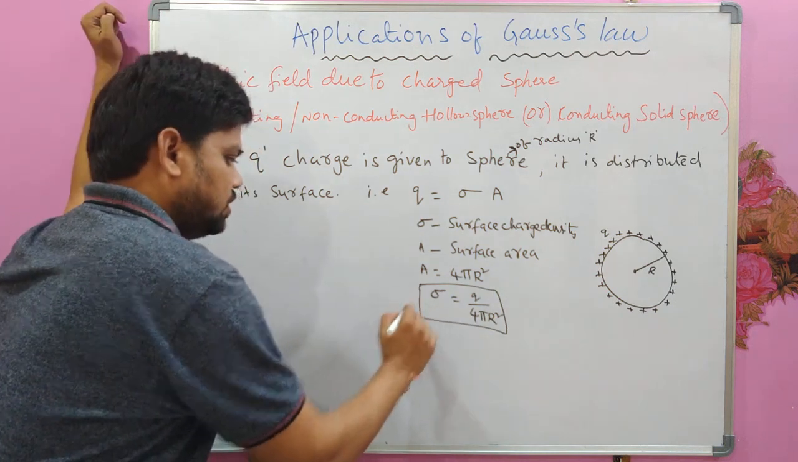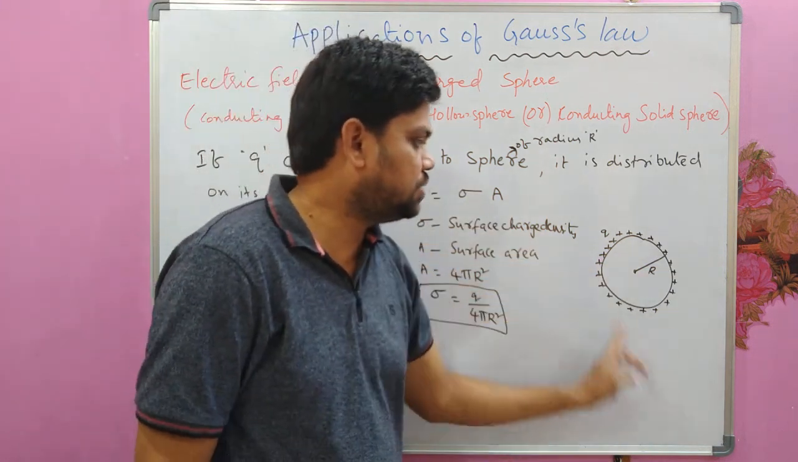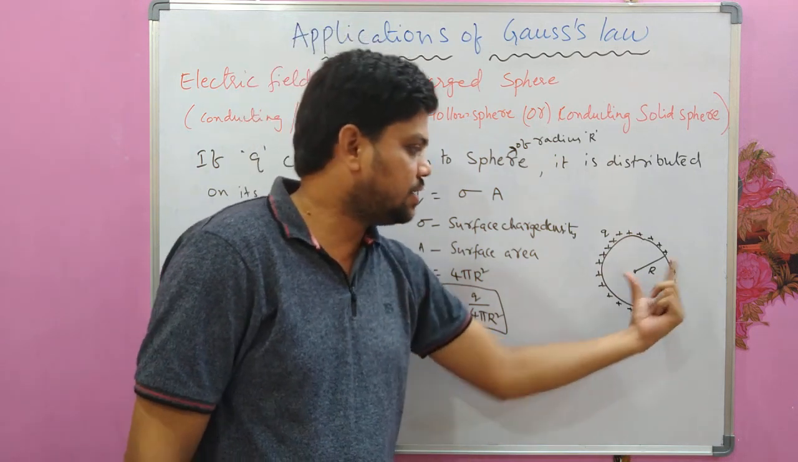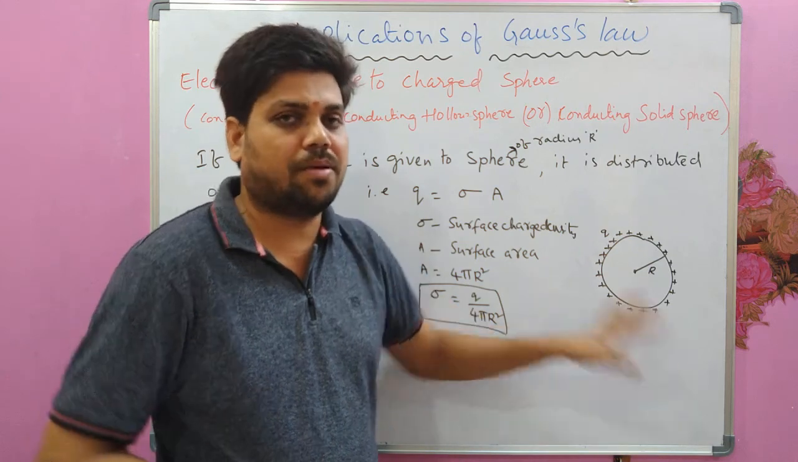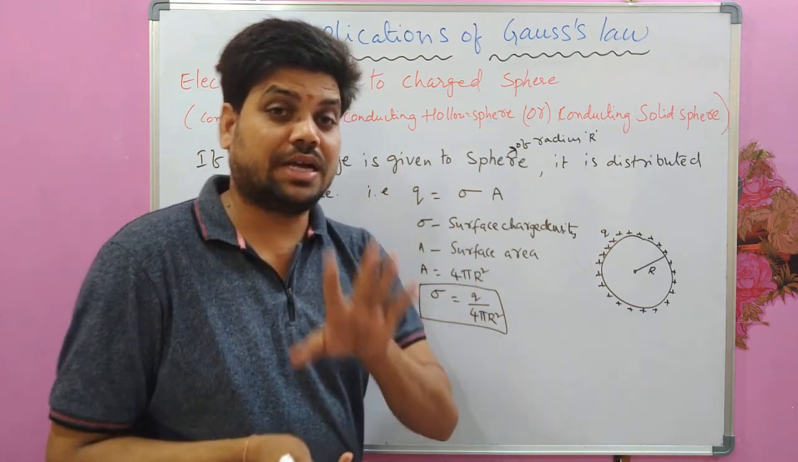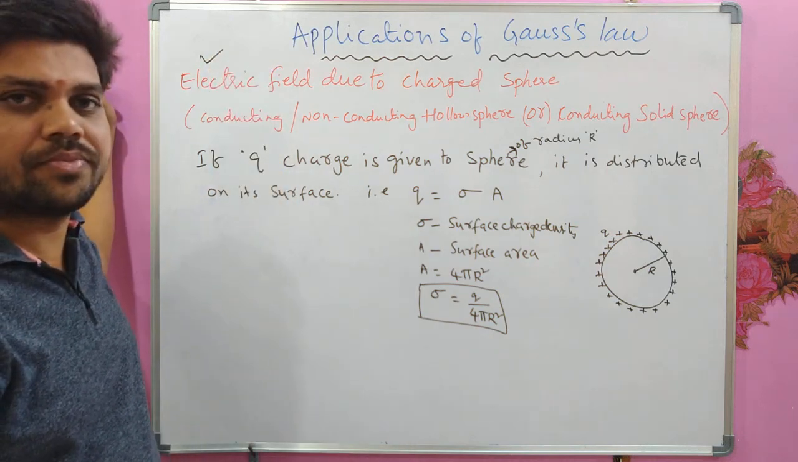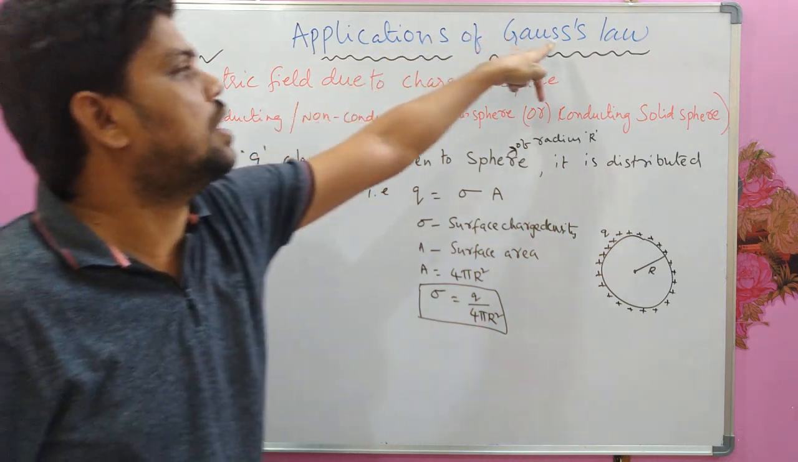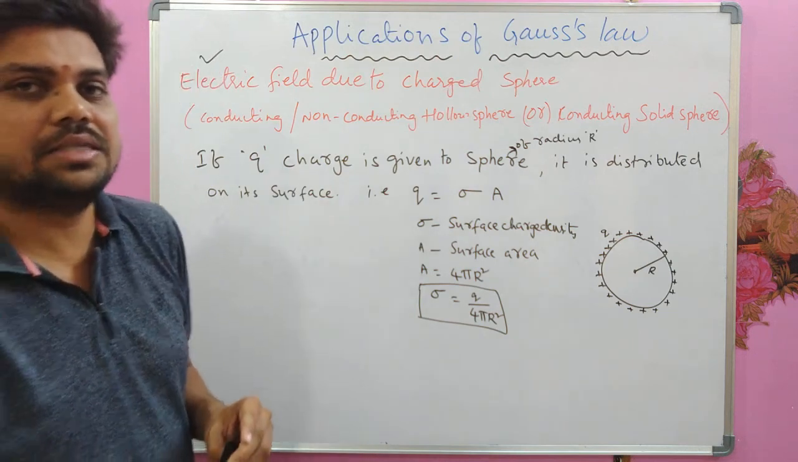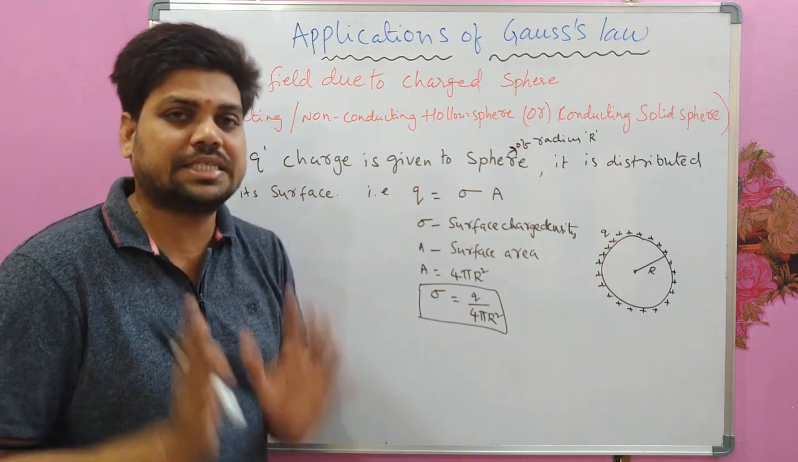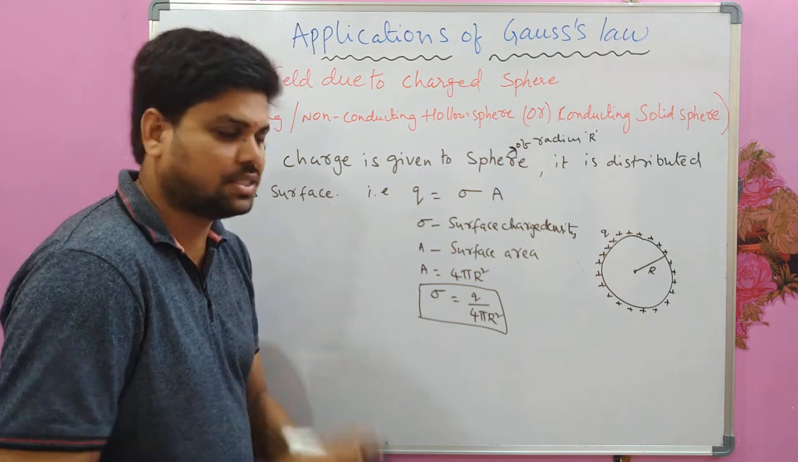Okay, so remember this. A sphere is given, the charge Q is distributed on the surface, and the radius of the sphere is capital R. So this is our given problem. Now what is our aim? To find out electric field, using Gauss law. To use Gauss law, as I said, we have to follow certain steps. What is the first step?